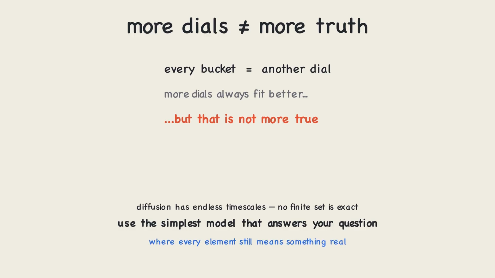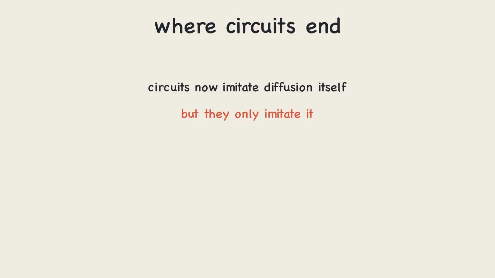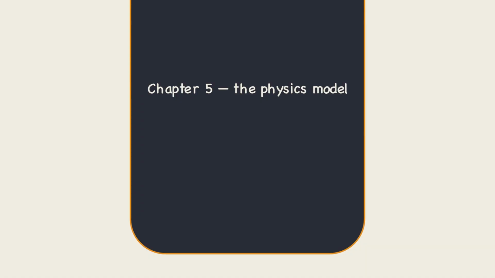We have pushed circuits a very long way. They now imitate diffusion itself. But they only imitate it. To truly capture what happens inside that grain, we have to stop drawing circuits and solve the physics directly. That is the final step, Chapter 5.